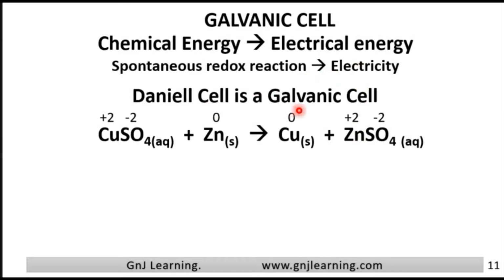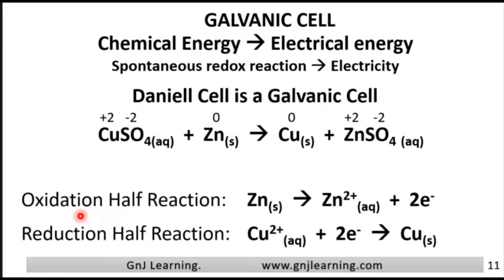For Daniell cell to be a galvanic cell, it has to produce electricity from this redox reaction. But here the transfer of electrons is between Cu2+ and Zn. So Daniell, to achieve the production of electricity, simply split this reaction into two half reactions. One is the oxidation half reaction and the other one is reduction half reaction.